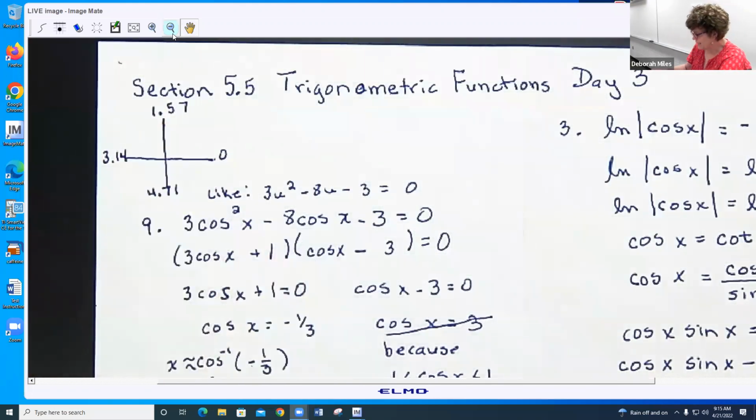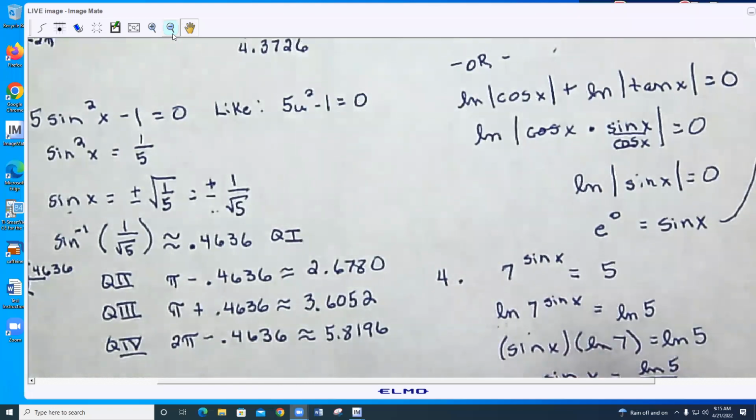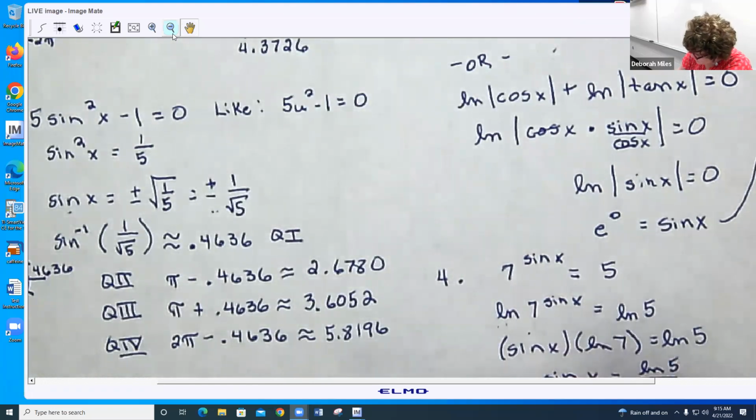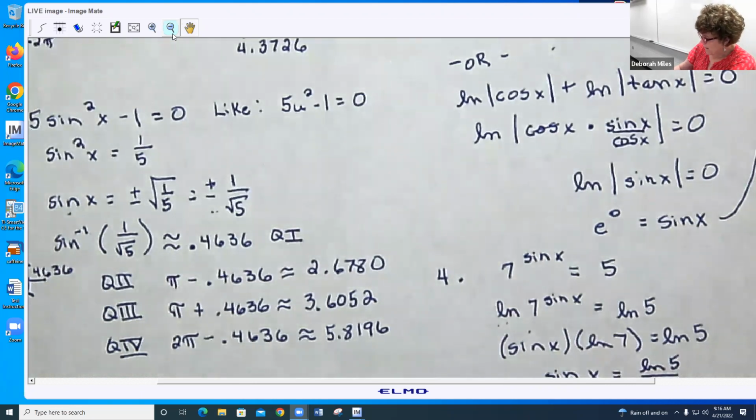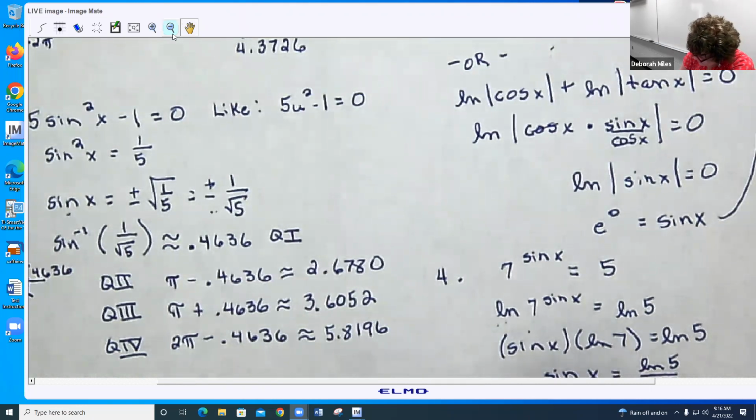In what other quadrant is there an angle whose sine is positive? Quadrant 2. Yep. So this solution is 0.9739 radians from 0 in the first quadrant. What angle is that same distance from the x-axis in the second quadrant? How could I find that angle?